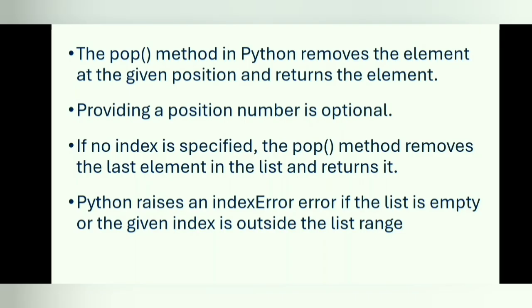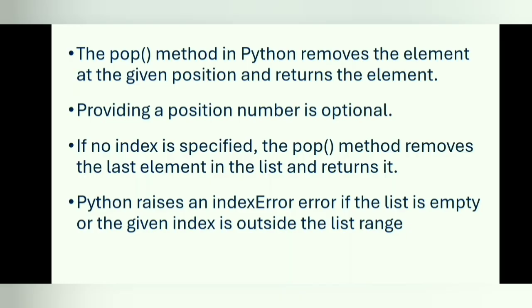The pop method in Python removes the element at the given position and returns the element. Providing a position number is optional. If no index is specified, the pop method removes the last element in the list and returns it. That means the default index position is -1.